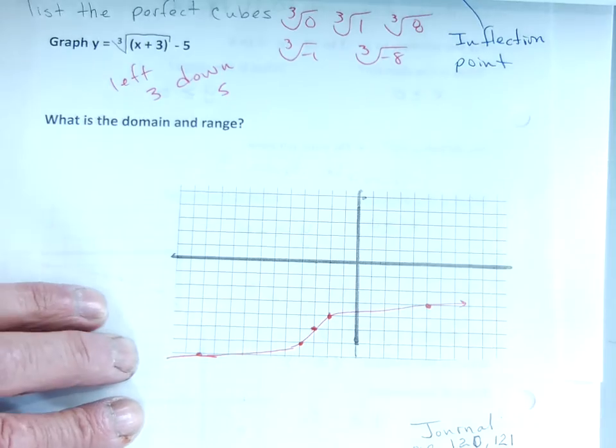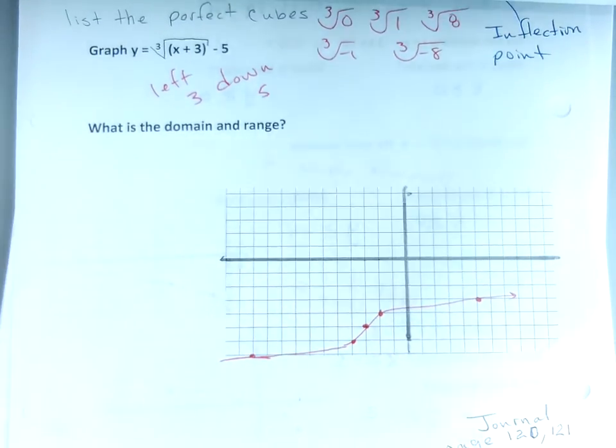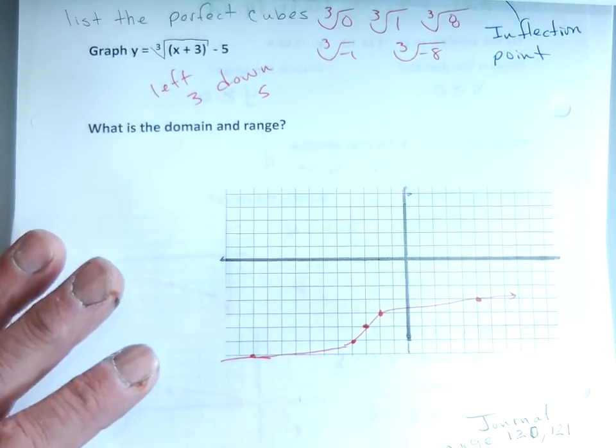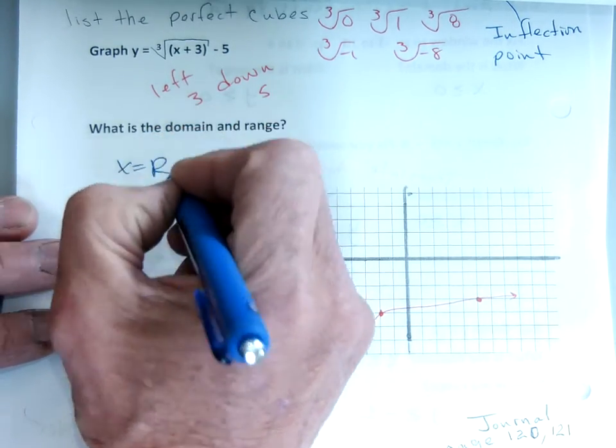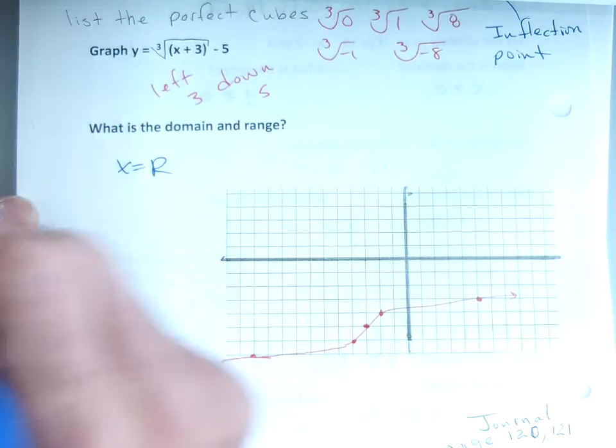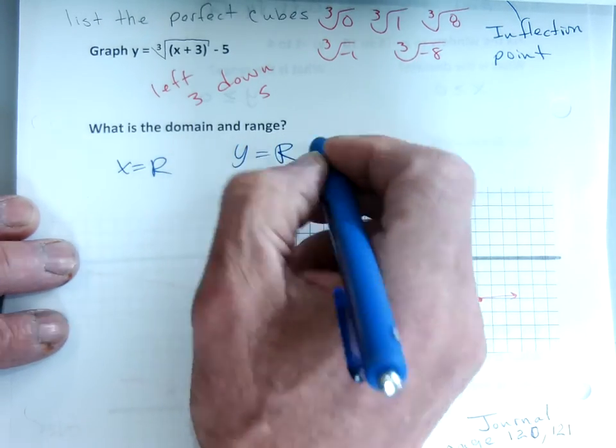All right. Domain. What's the domain? X equals all real numbers. Range. Y equals all real numbers. Okay. What do you think?